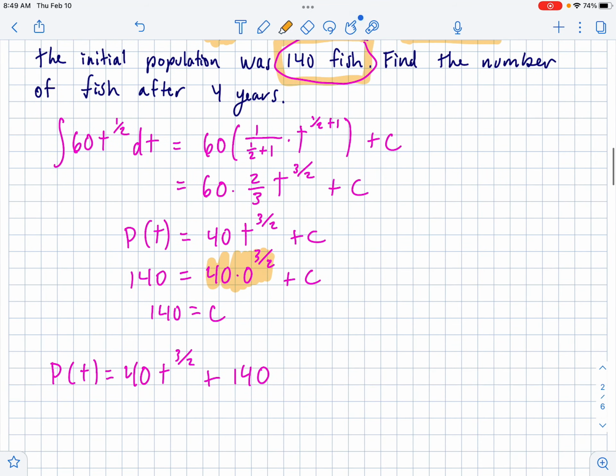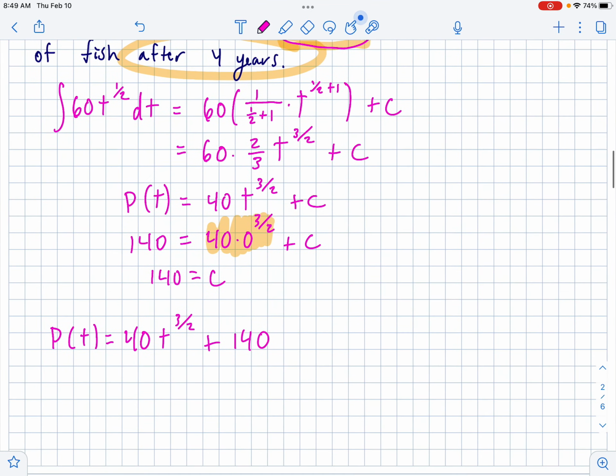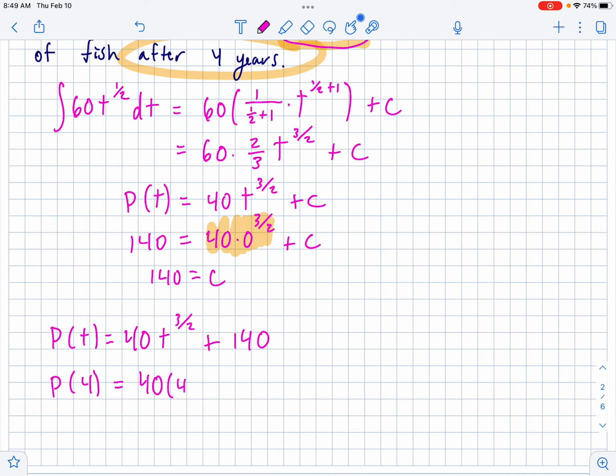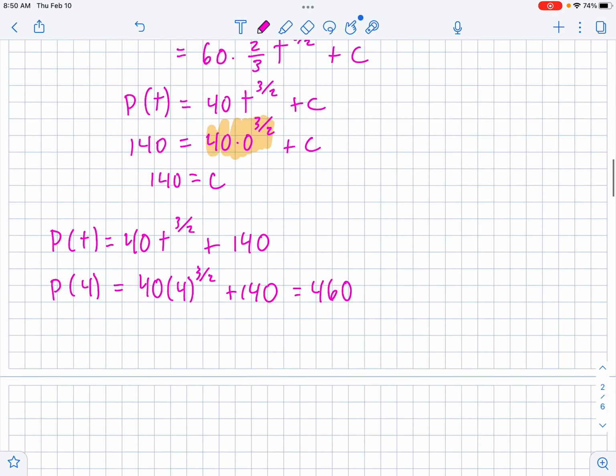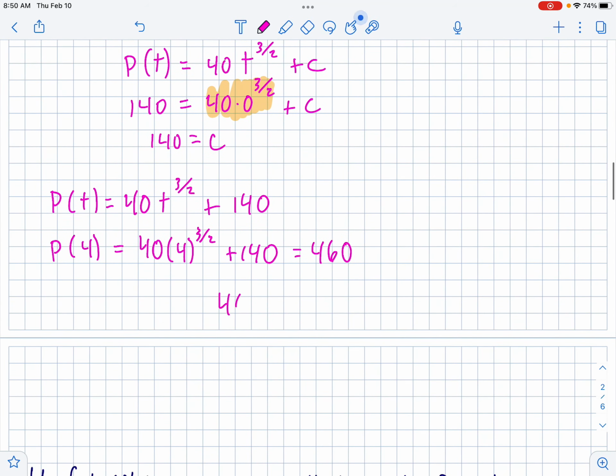They want to know what the fish population was after 4 years. So we're going to put a 4 into this function. Say p of 4 is equal to 40 times 4 to the 3/2 plus 140. When you crunch that out, you should get 460. Is the population just, it's not in thousands or anything like that? Okay, yeah, it's just 460 fish. So 460 fish when t is equal to 4 years. That's your final answer.